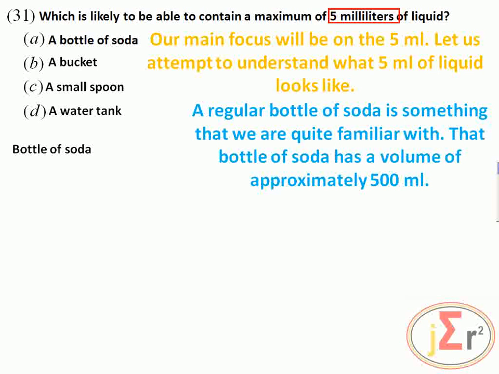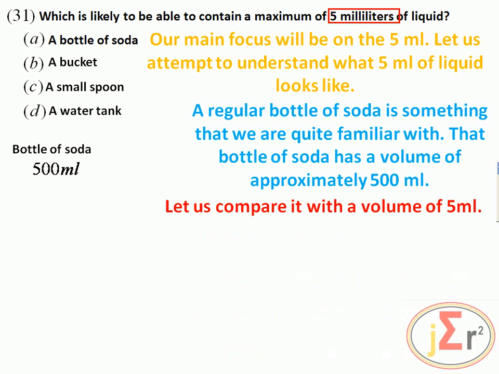That bottle of soda has a volume of approximately 500 milliliters. There we go. A bottle of soda, 500 milliliters. So let us compare it with a volume of 5 milliliters. We have 500 milliliters, 5 milliliters. One is how many times the other, Jerry?